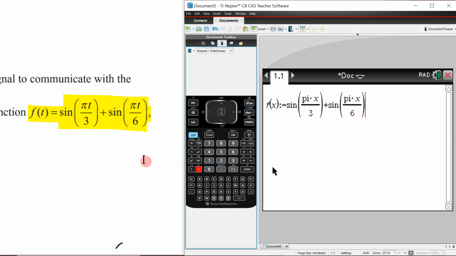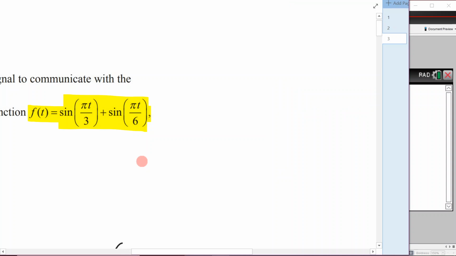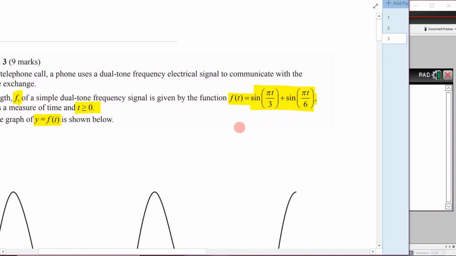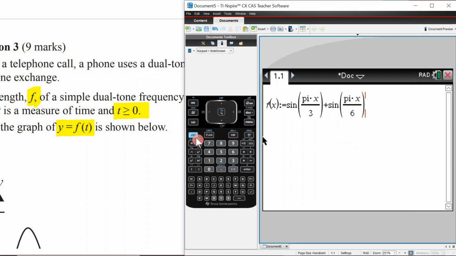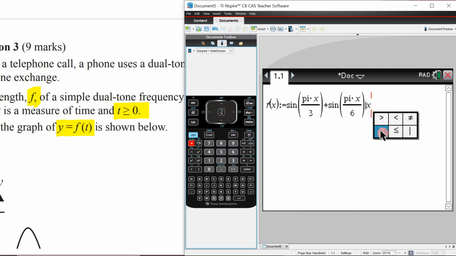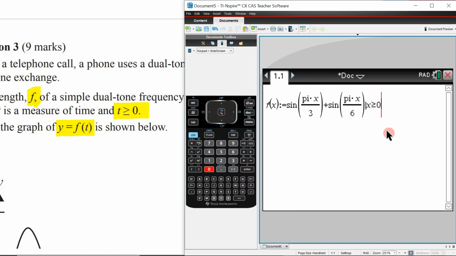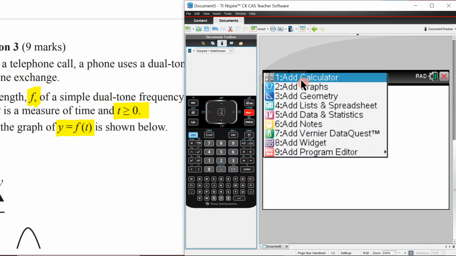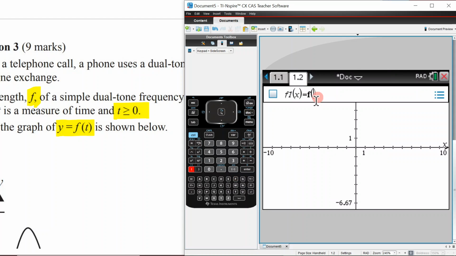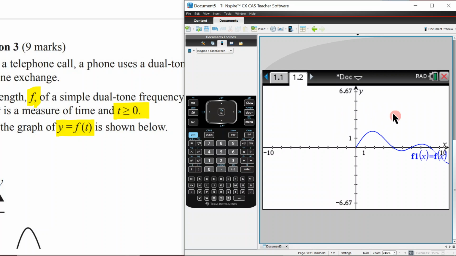And I'm also going to put in the domain. If we come over here for a second, you can see that my domain is where t is greater or equal to 0. So in my case, I'm going to control this such that my x is greater than or equal to 0, like that. I hit enter, I am done. Now I can go control doc, graphs, and graph what I've just done. There it is right there.